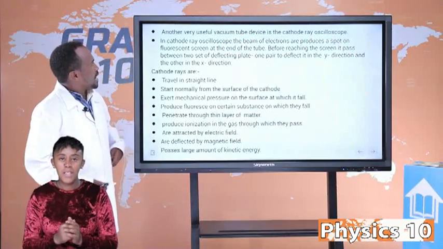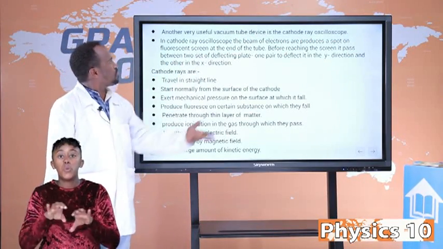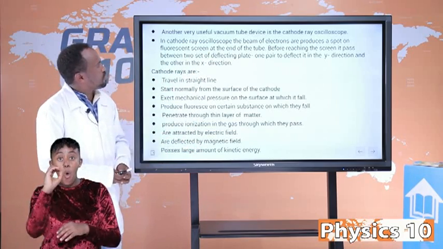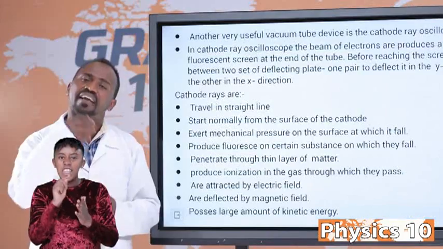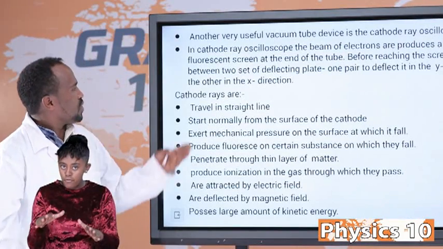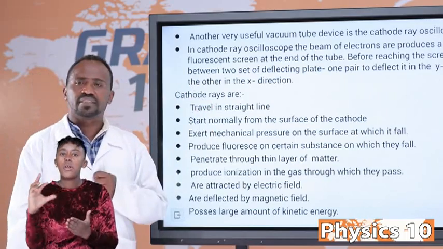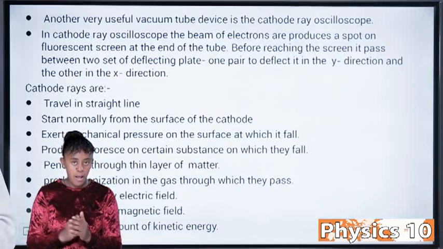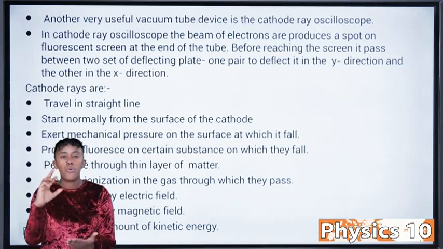And another useful vacuum tube device is a cathode ray oscilloscope. In a cathode ray oscilloscope, the beam of electrons produces a spot on a fluorescent screen, as I've said now. So let us see about cathode rays, the properties of cathode rays. Let us mention some points about the properties of cathode rays.